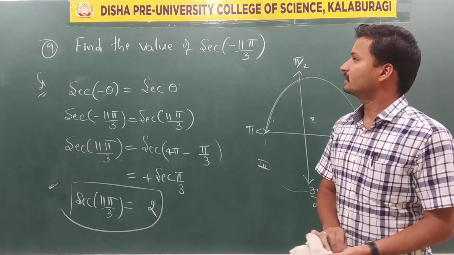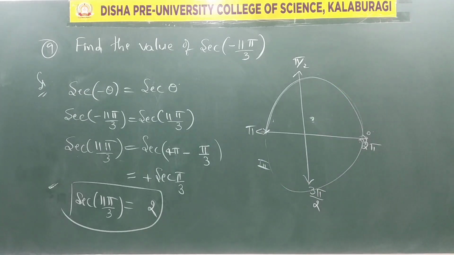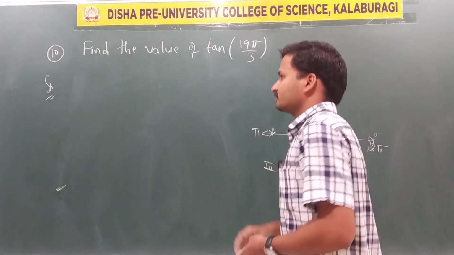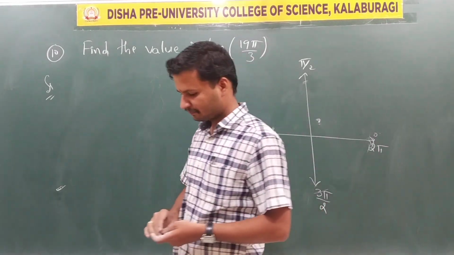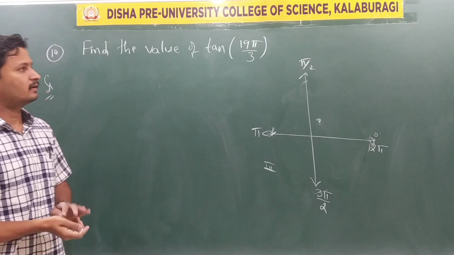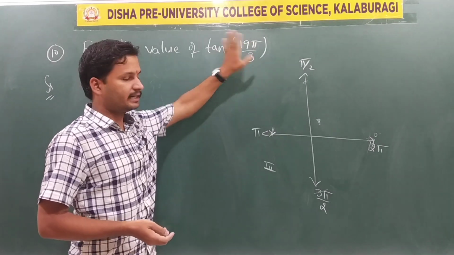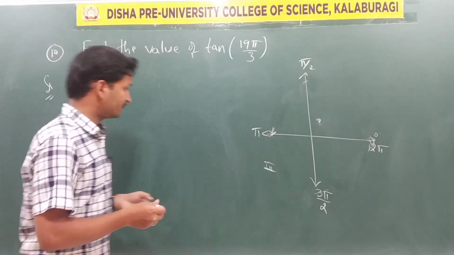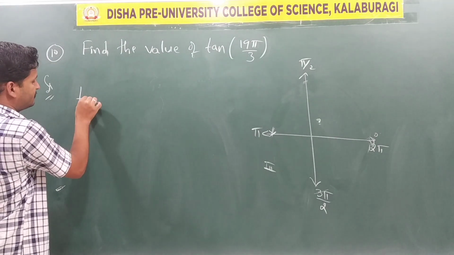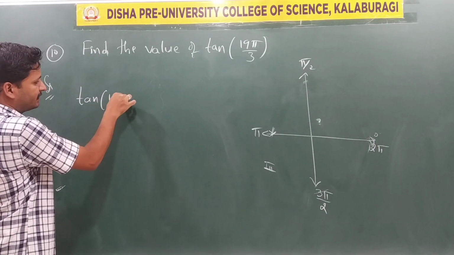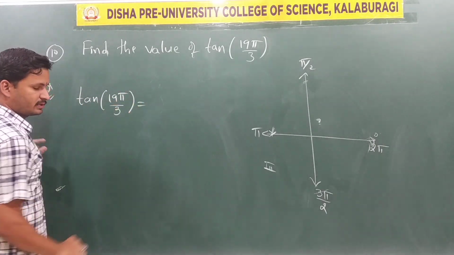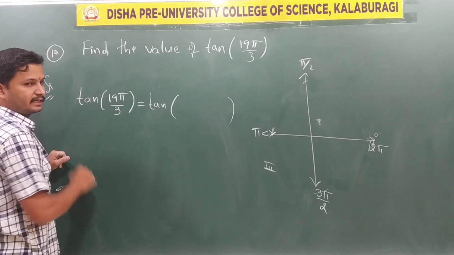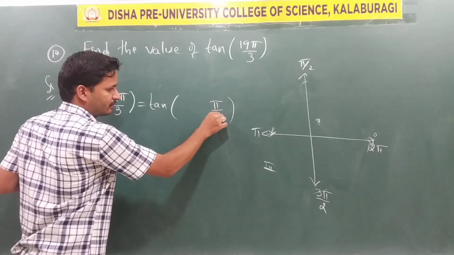Okay, and then next problem, the 10th problem: find the value of tan of 19 pi divided by 3. Tan of 19 pi divided by 3. So again, solution: this tan of 19 pi divided by 3, which is equal to, see how to write, tan of, 19 pi by 3, and take here pi.